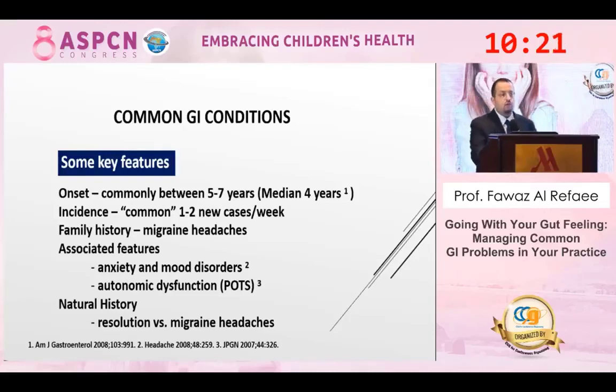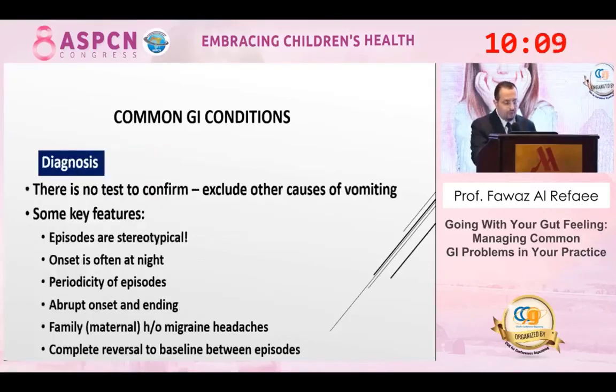And the natural history, usually we tell the parents that this will take time and it might transform into migraine headache in adolescence or adulthood. And it might go away. And also there is no test to confirm. There is no biomarker to diagnose it, like celiac disease or other conditions like inflammatory bowel disease. You need to exclude other common causes of nausea and vomiting. These are key features. I mentioned stereotypical onset usually at night because it's related to cortisol release and circadian rhythm. Also usually abrupt onset of starting and ending. It's like a switch on, off, and usually it lasts 4 to 6 hours and sometimes more.